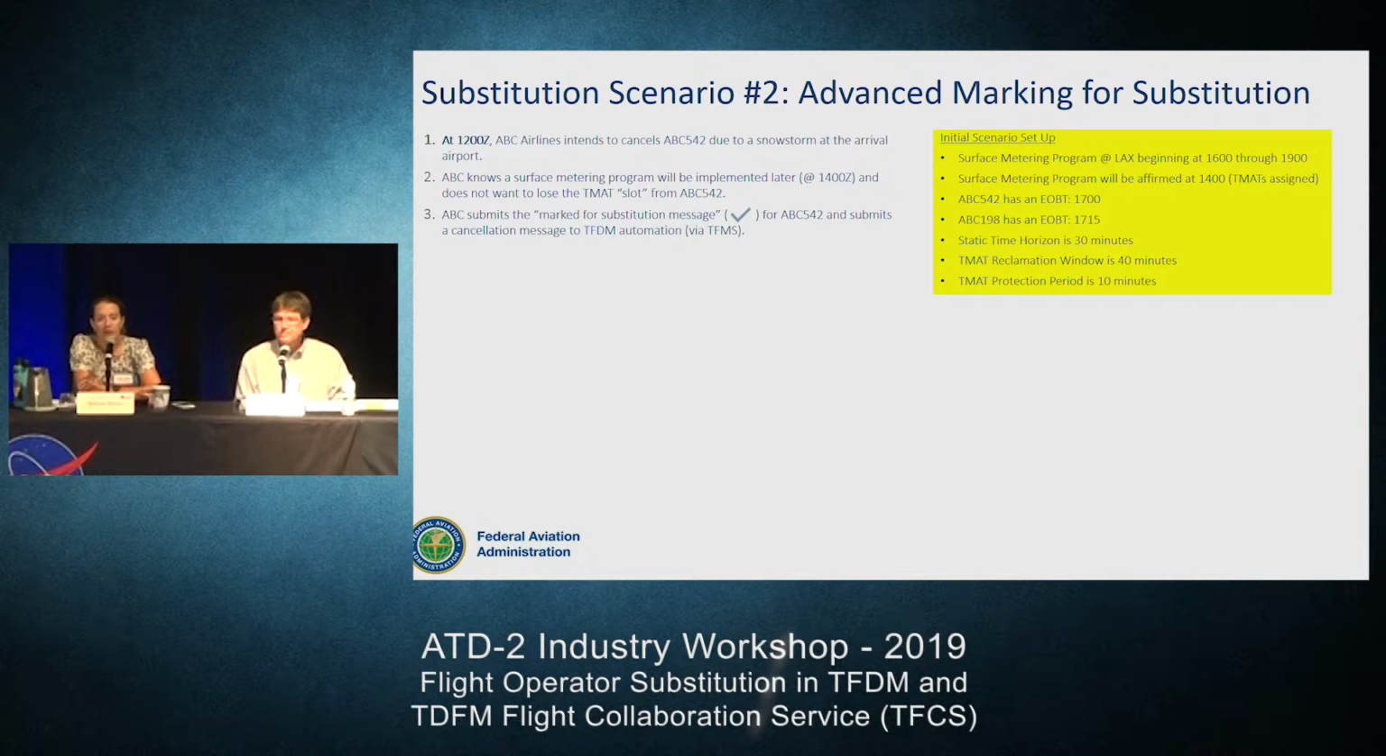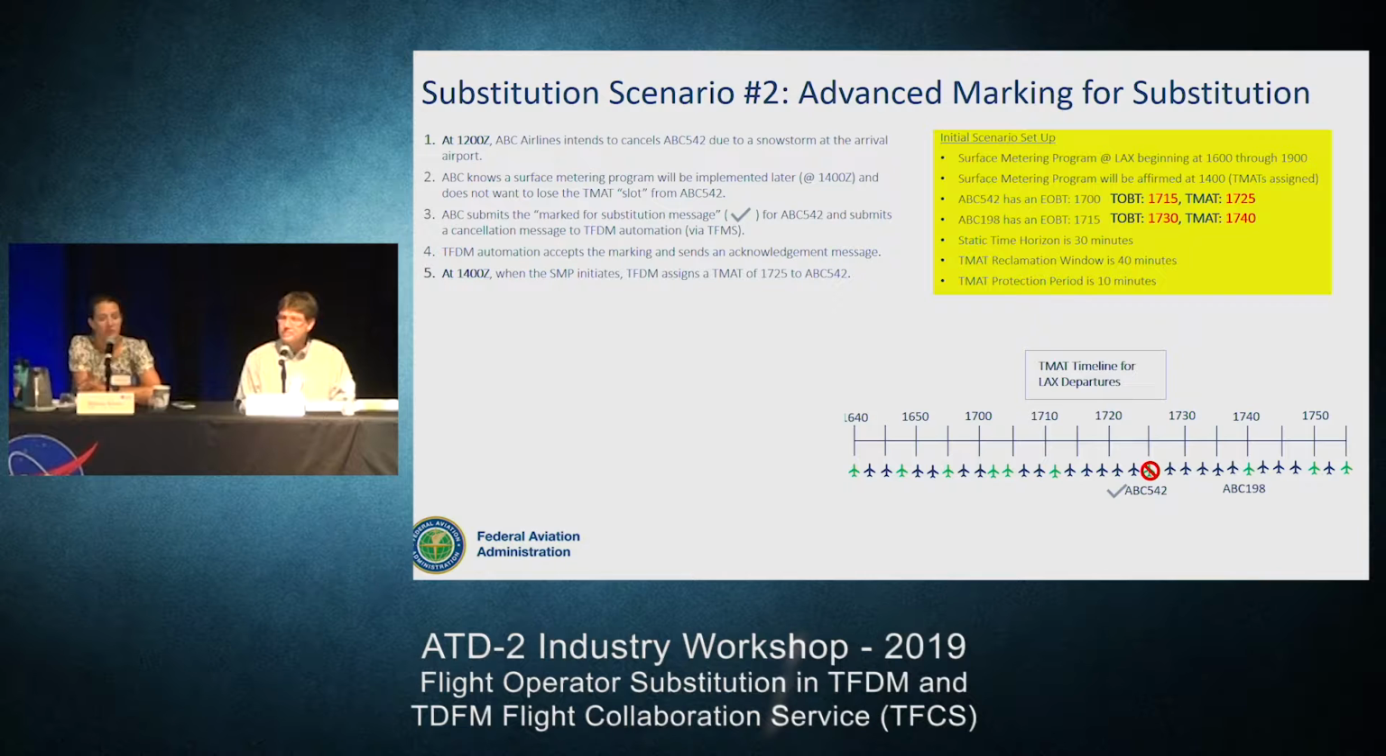So this is where the airline would use the TFCS interface, the SWIM interface, to TFDM, and submit a mark for substitution message for that flight that they intend to cancel. They would do that first. This goes back to the earlier question. So you'd want to do that message submission to TFDM first before you actually cancel the flight. So TFDM automation accepts the marking message and then would actually respond with an acknowledgement message.